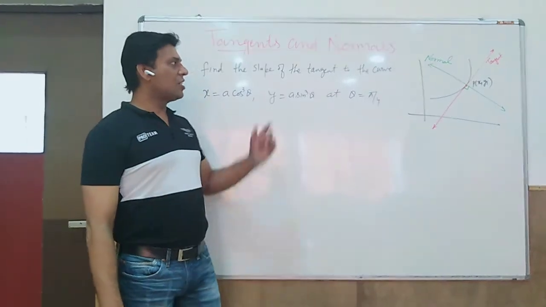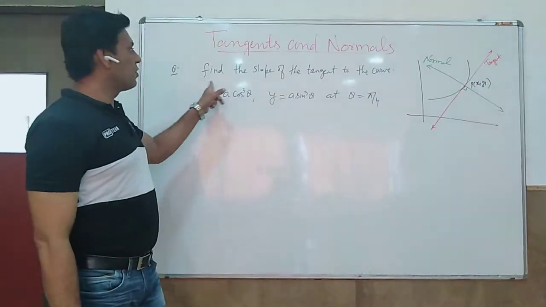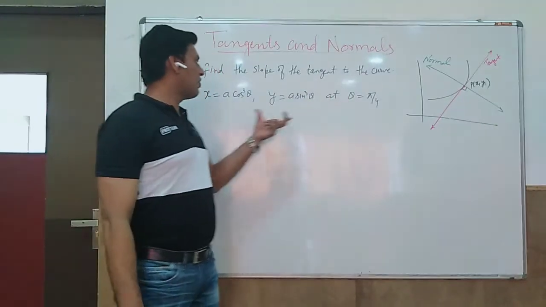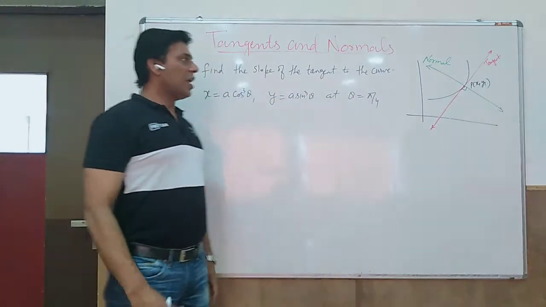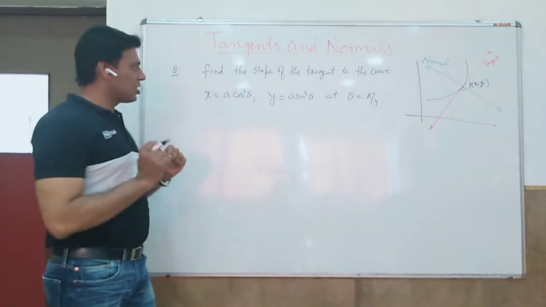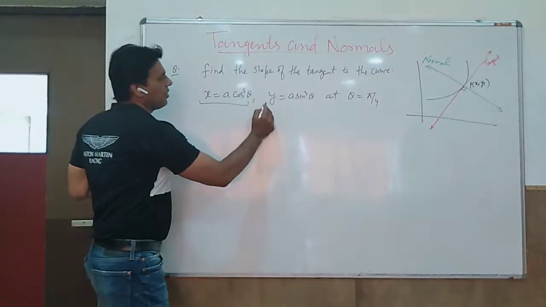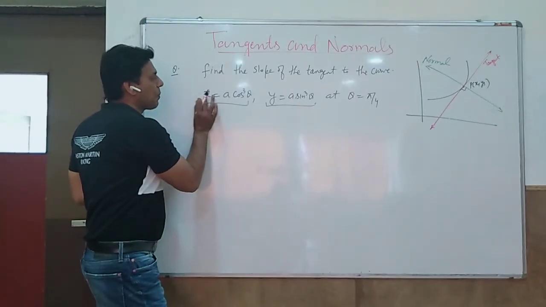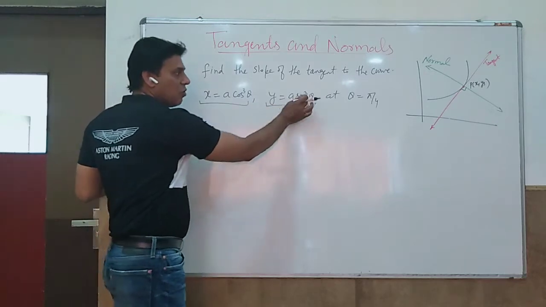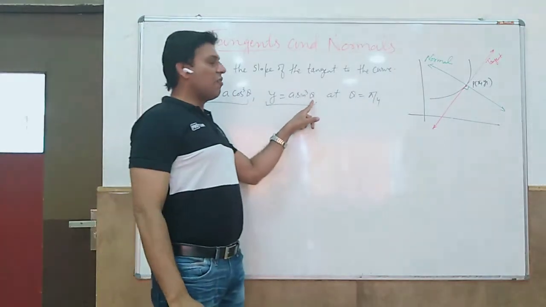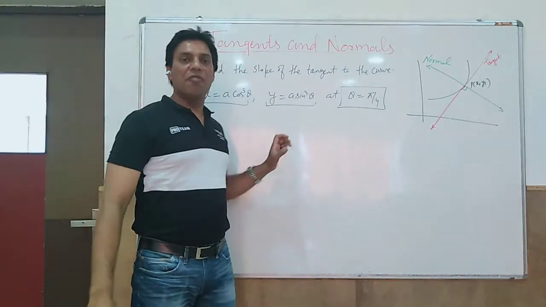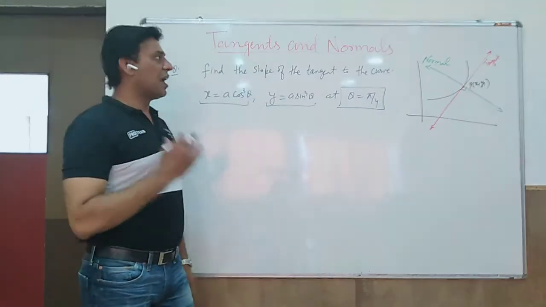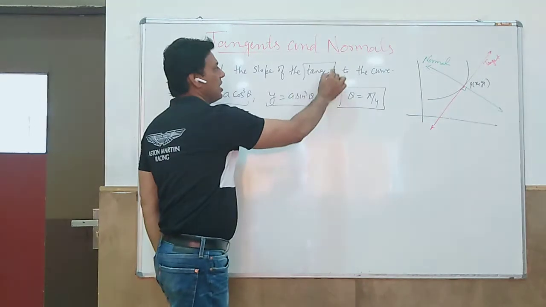Okay. So see this question. Again, we have to find the slope of the tangent to the curve. The curve is given and the point is this. Now what to notice in this question? The curve is in parametric form because x is a function of theta and y is also a function of theta, and the point is given in parametric form. So we have to find the slope of the tangent.